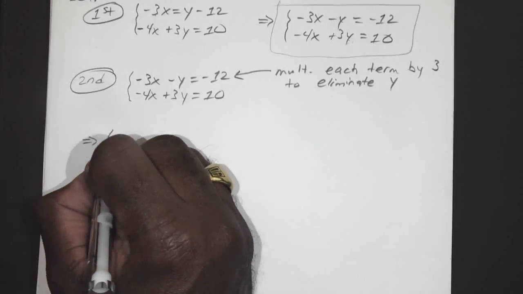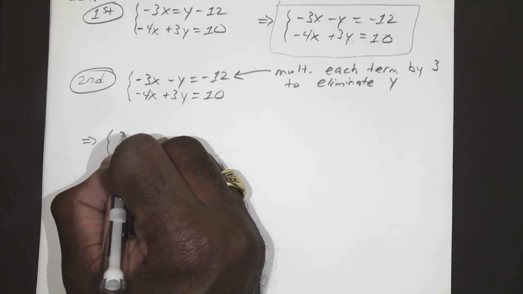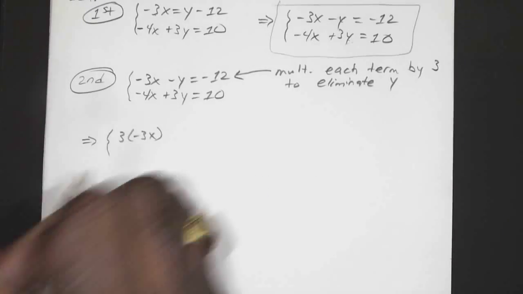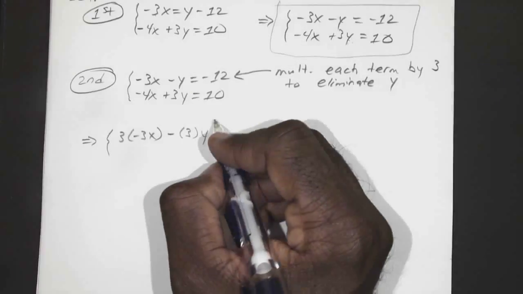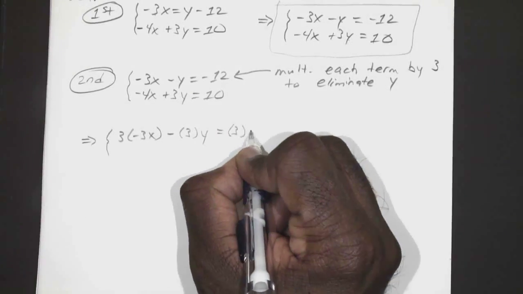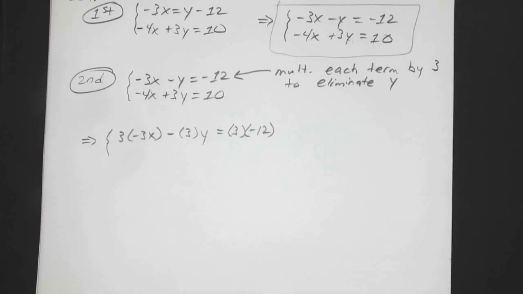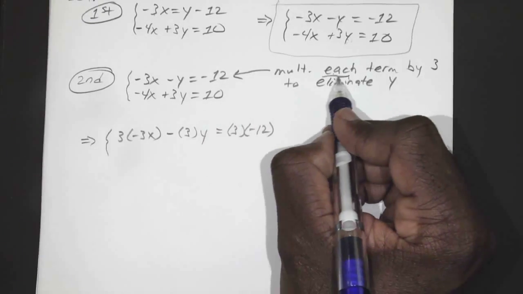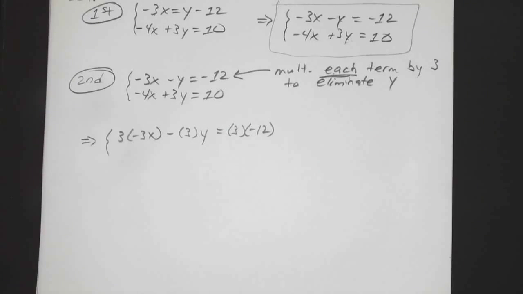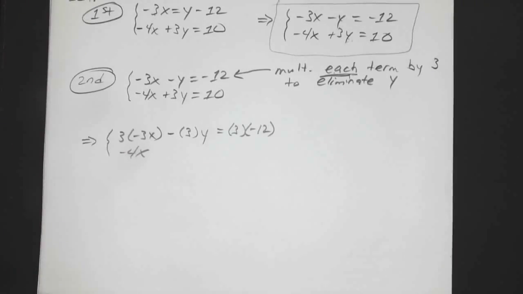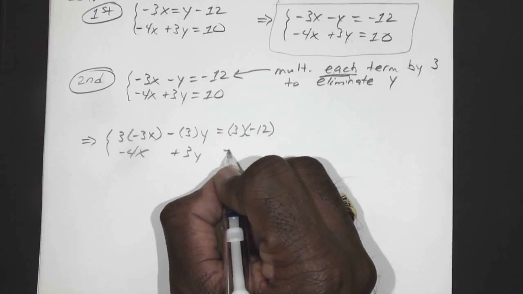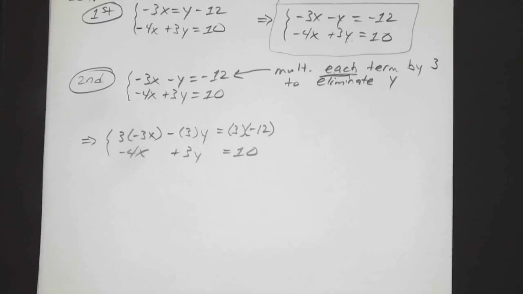Okay, so that means for our first equation, we're going to have 3 times negative 3x minus 3 times y equals 3 times negative 12. You want to make sure you do each term. A lot of times I'll see people multiply just one of the terms and then it throws everything off. You want to make sure you do each of the terms. So negative 4x plus 3y equals 10. The second one just stays the same.